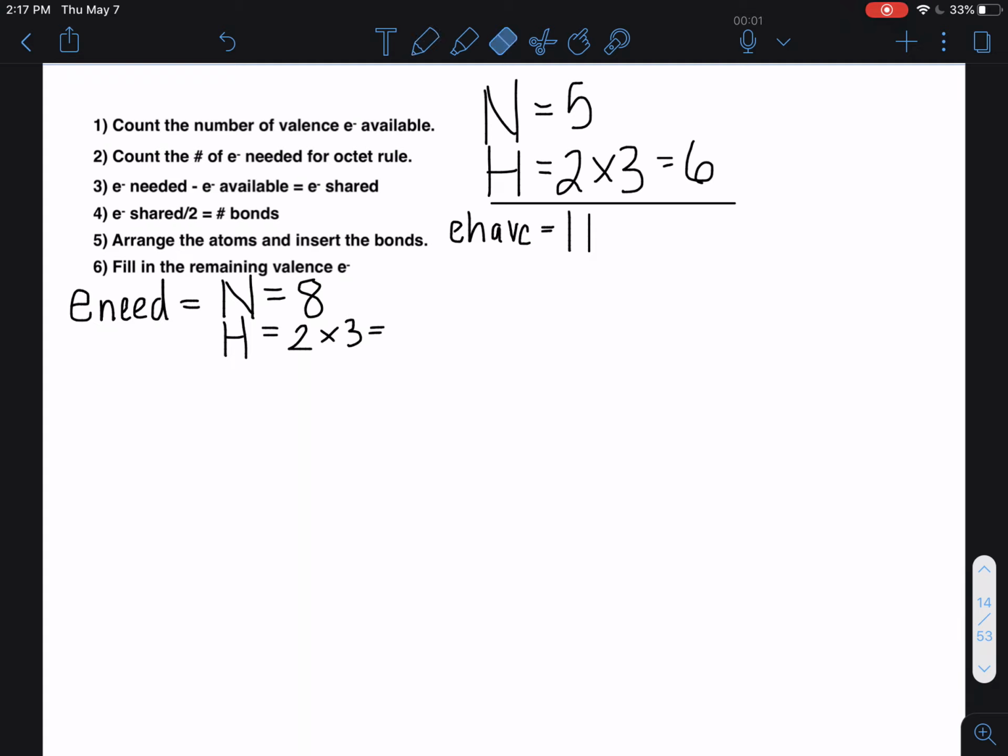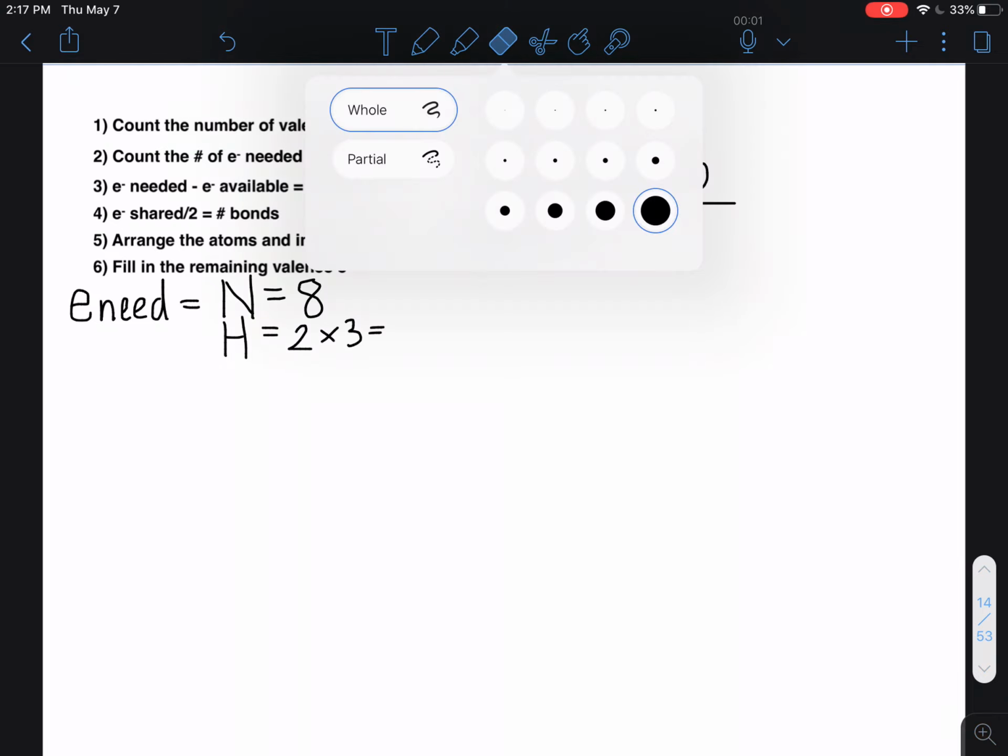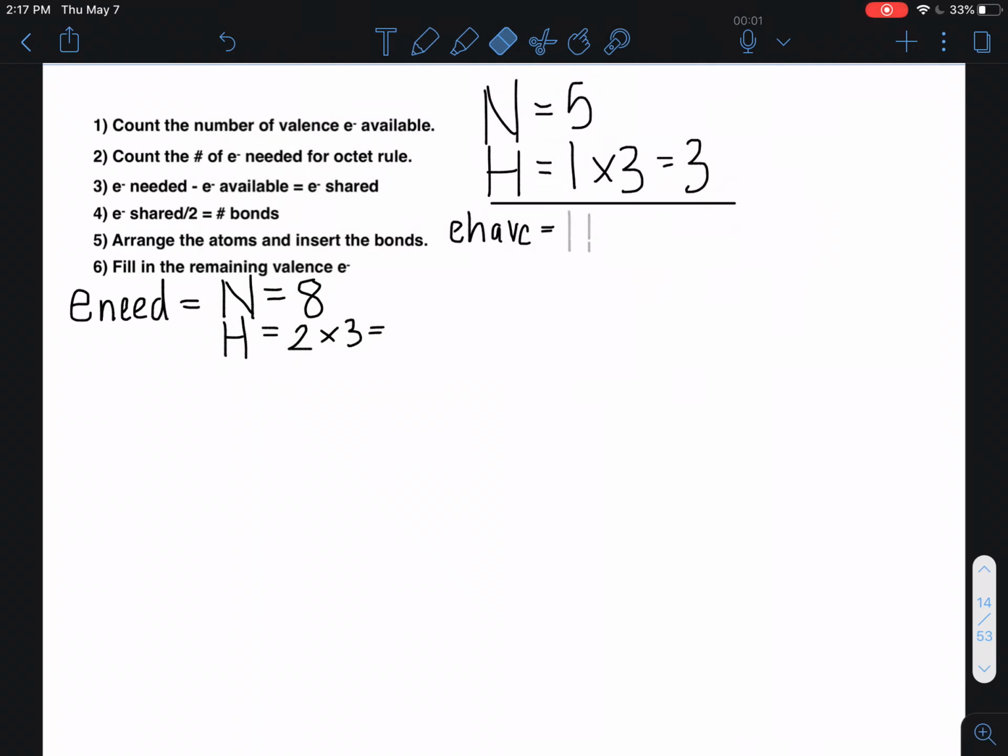Oh, whoops. I'm sorry, you guys. Let me take this back a step. I just realized I made this mistake, so aren't you glad that I caught it before I started to go on? Each hydrogen brings 1 valence electron. There are 3 of them. So our E have is actually 8. Okay. So now I'm going to bring it back to over here.